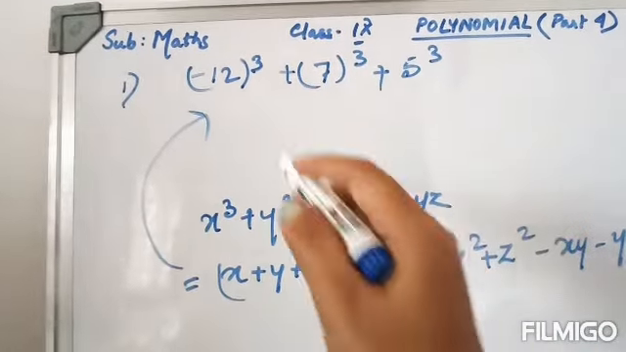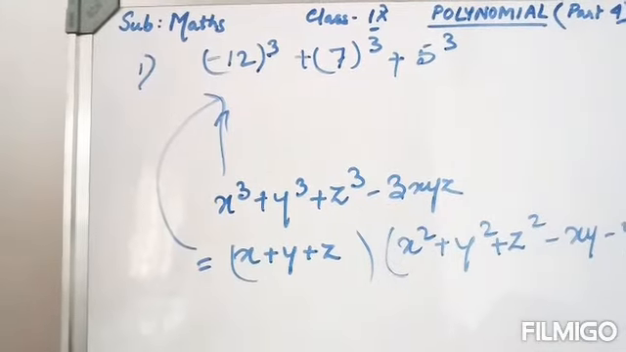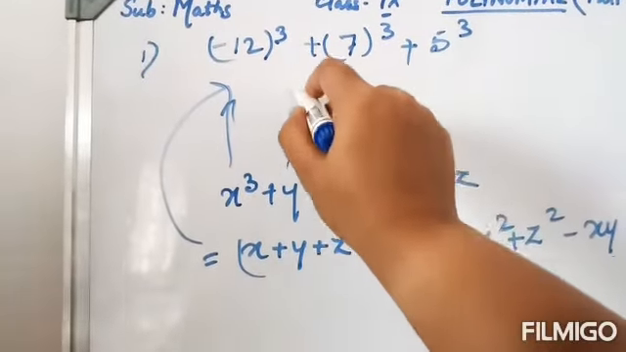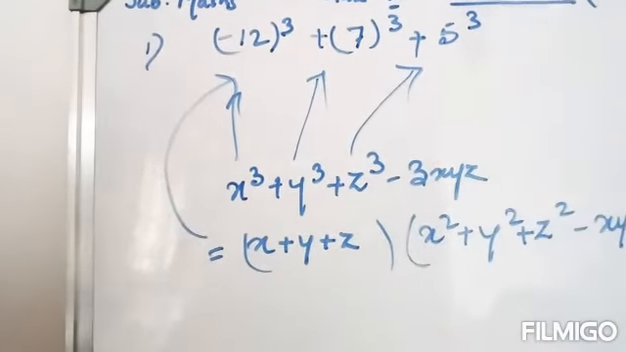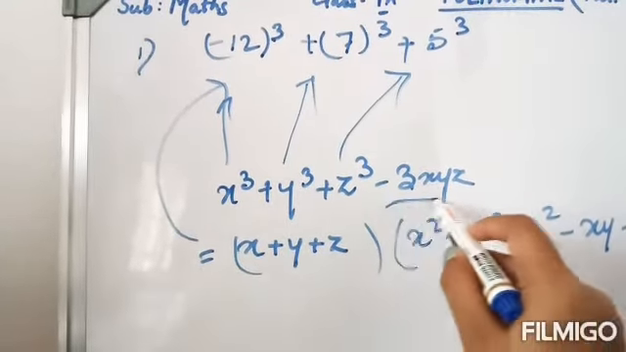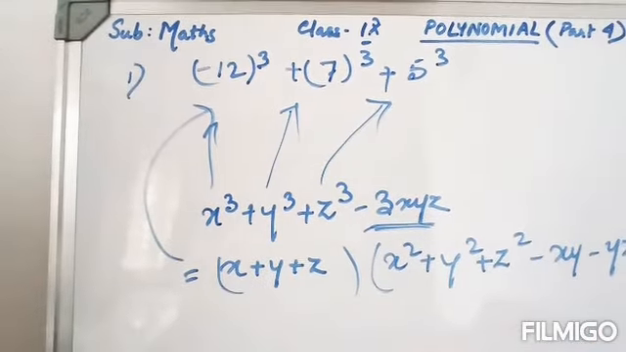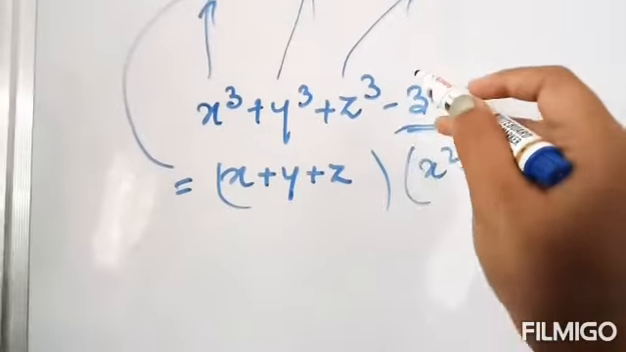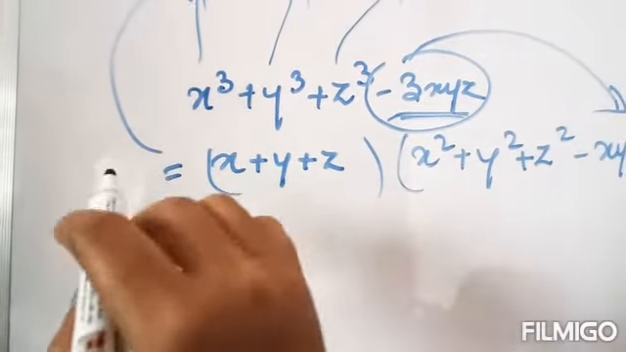Correct? So we'll be using this identity over here. Now you might be saying that x we will take as minus 12, y we will take as 7, and z we will take as 5. Now you might be saying that where is this 3xyz? 3xyz is not there in the problem. So what we will do, we'll take this 3xyz and shift it into the other part.